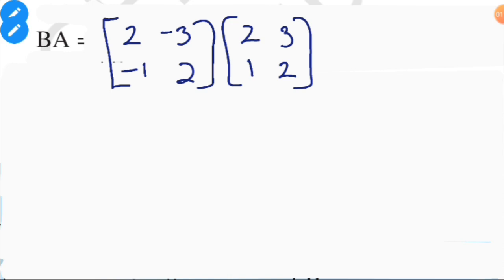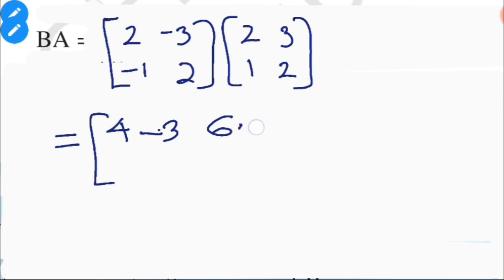Now we can find BA. BA equal to matrix [2 -3; -1 2] into matrix [2 3; 1 2]. That's equal to, first multiply the first row with the first column: 2 into 2, 4, minus 3 into 1, minus 3. Next, first row with the second column: 2 into 3, 6, plus minus 3 into 2, minus 6.